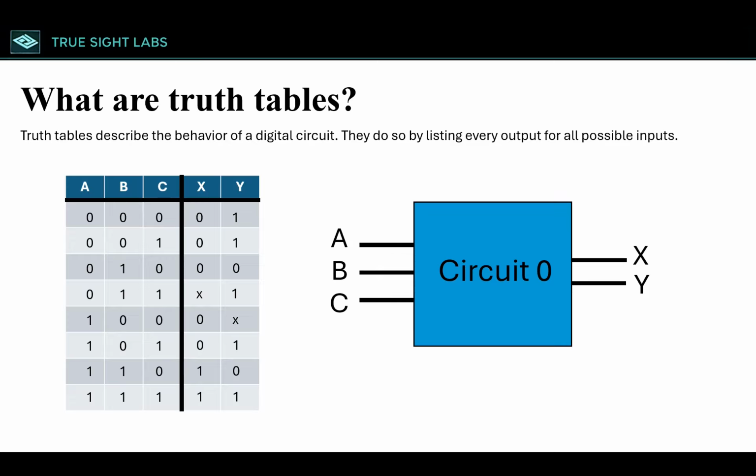when visualizing small-scale circuits. Note that whenever you don't care what an output is, instead of randomly picking a 1 or 0, we choose to write an X. This is important since it makes evaluating the table easier later.